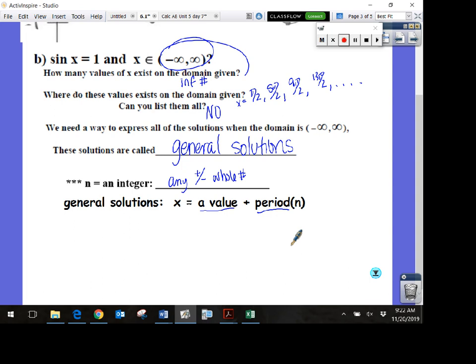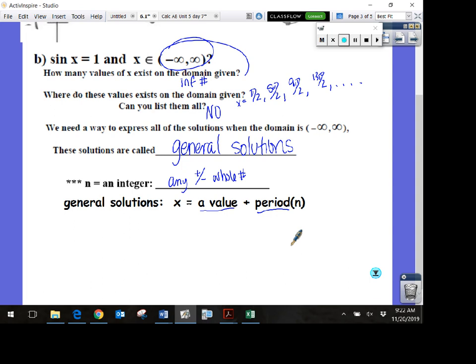If the period is in degrees, your value must be in degrees. If the period is in radians, then your value must be in radians. You can't mix and match those, because then that's going to be wrong. Not just a point wrong, that is wrong. You can't take pi over 3 and add 360 degrees to that. Those don't match. That's not allowed.